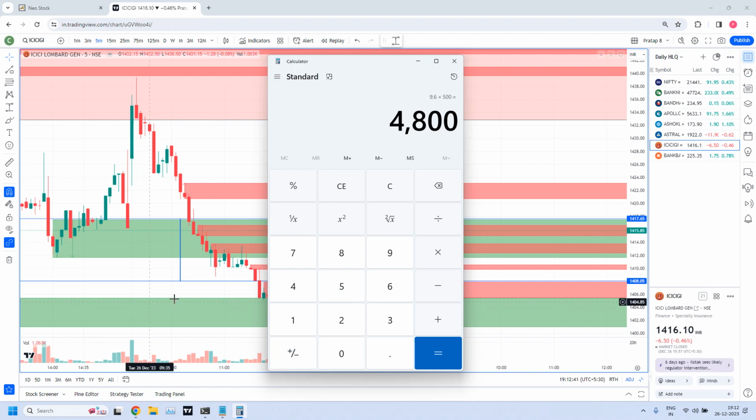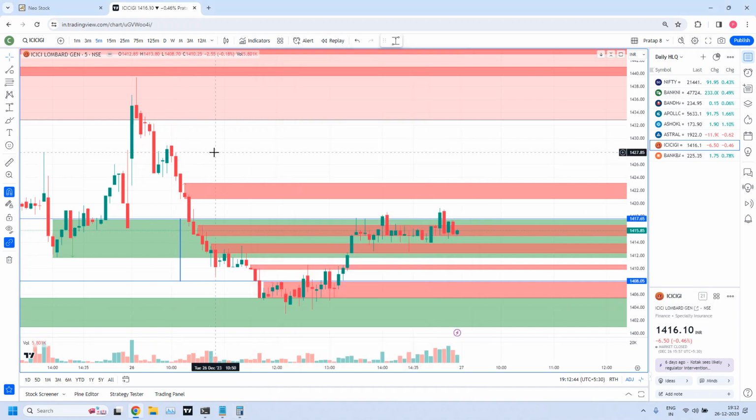Trailing stop loss you can use not only as a stop loss, you can also use it for booking profits. See, the stop loss concept can be used for exiting the trade when your trades are against your expectations, or you can also use the stop loss concept for booking profit. And with trailing stop loss, you keep on moving your levels, your profit levels or loss levels, and then you take a decision.